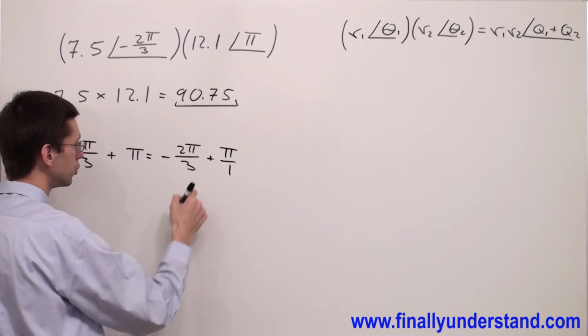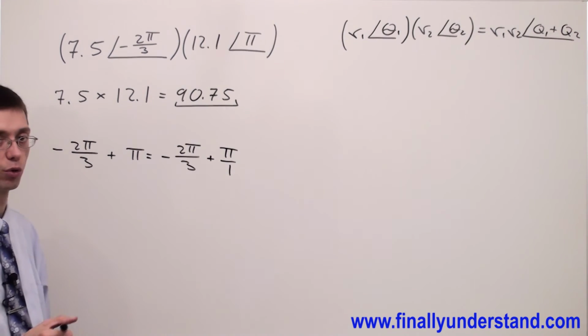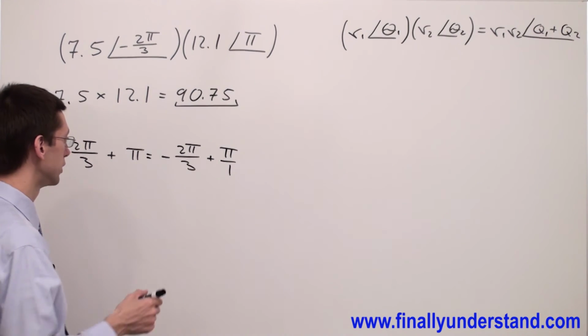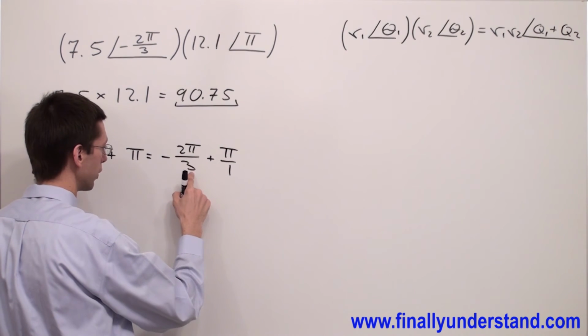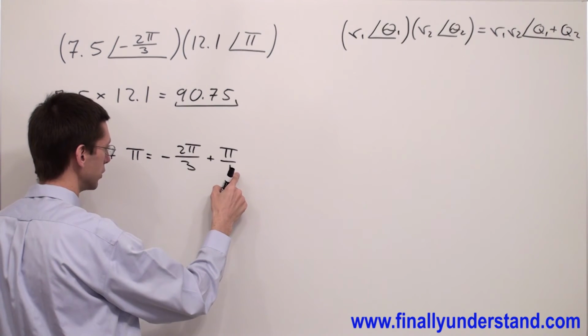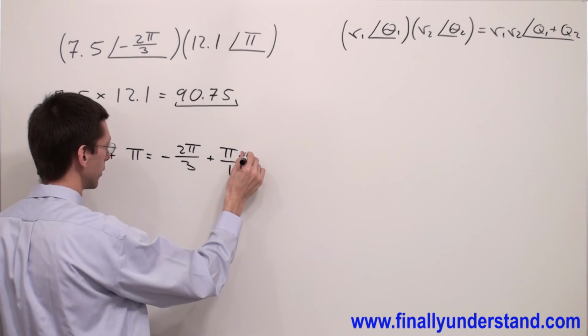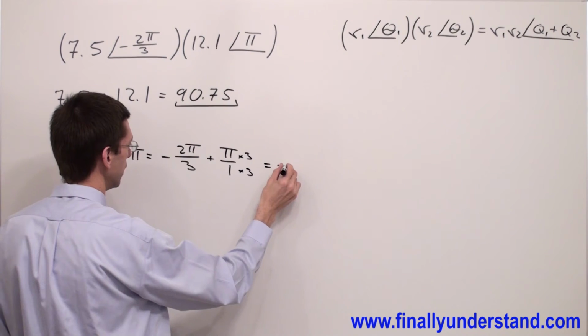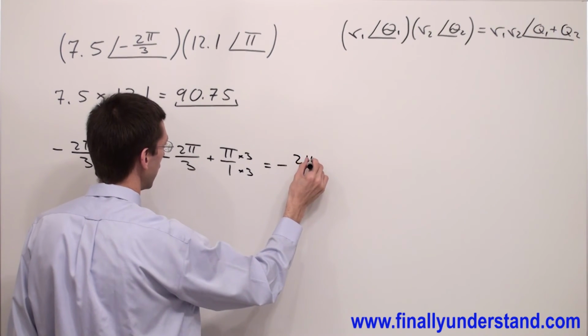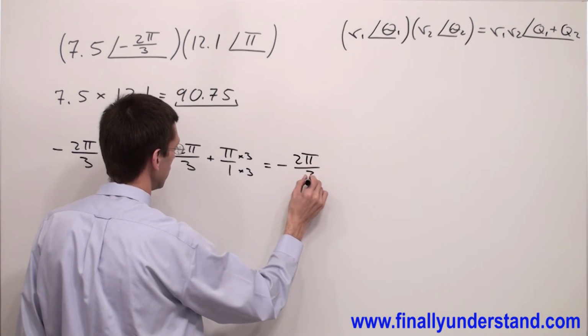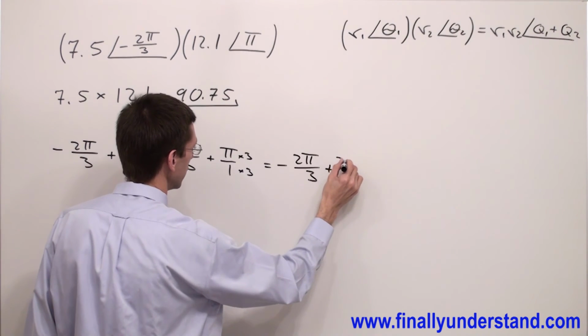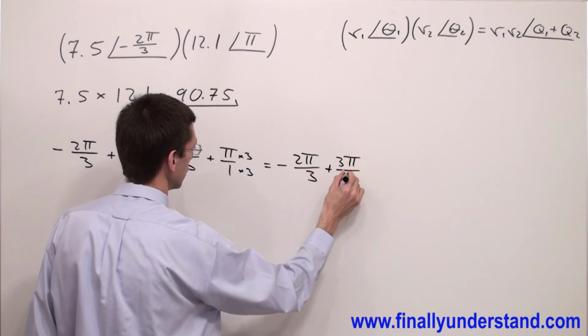In order to add these two fractions, I'm supposed to find a common denominator. The common denominator for these two fractions is 3. That's why I have to multiply the denominator and numerator of this fraction by 3. And I have negative 2 pi over 3 plus 3 pi over 3.